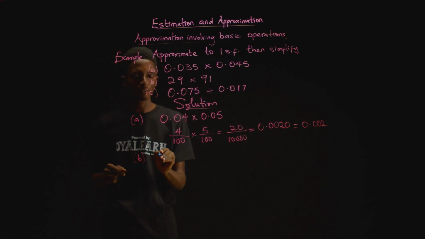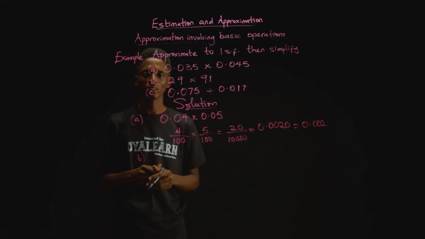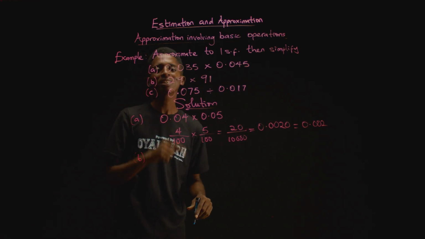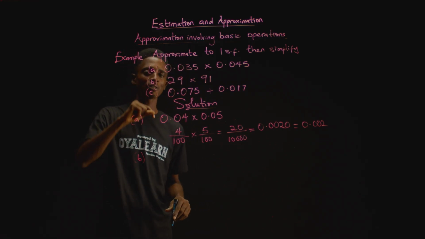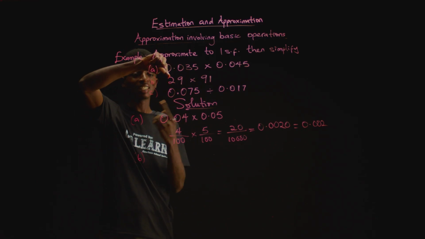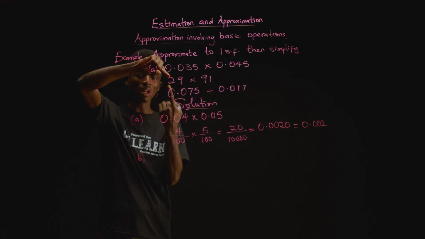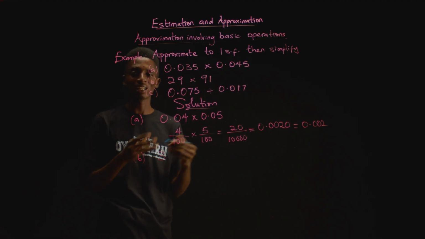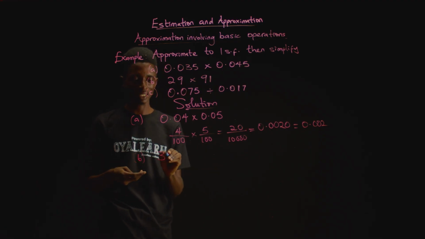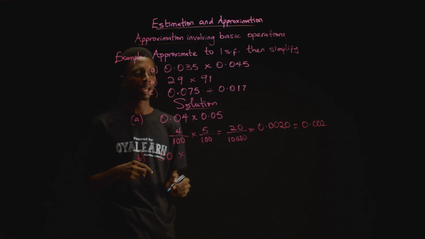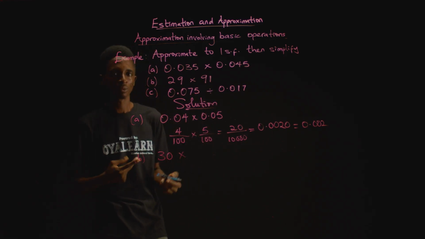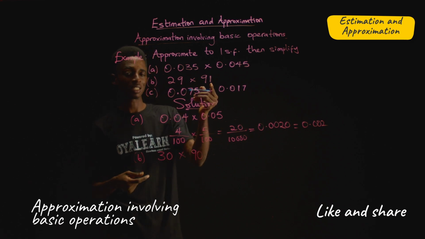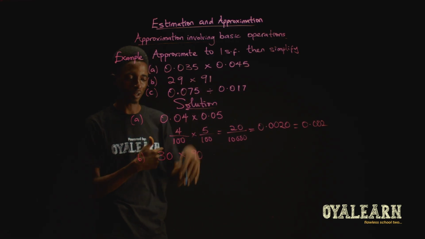B. We have 29 multiplied by 91. We have to first approximate to one significant figure. Approximating 29 to one significant figure means the first non-zero is 2, and the next digit is 9, which implies that we round up. That is, we increase 2 by 1, and then we have 3, and all the unwanted digits become 0. So that is 30 multiplied by, rounding 91 off, we would get 90, because it is followed by 1, which means we round down.